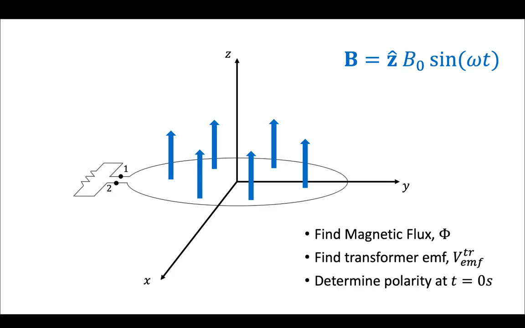It's going to have some constant value, B naught, multiplied by sine omega t. So the magnetic field is changing in time on a basis of sine omega t, multiplied by some constant B naught. So what we want to do is find the magnetic flux, capital Phi. We want to find the transformer EMF, and we want to determine the polarity of the voltage across points 1 and 2 at time equals 0.